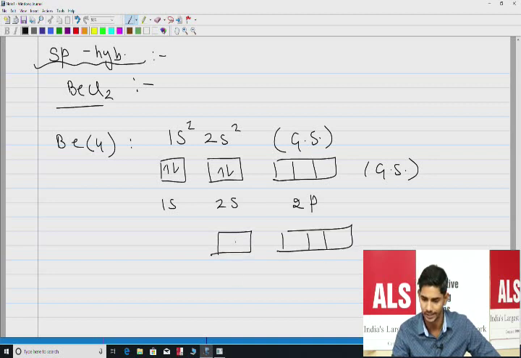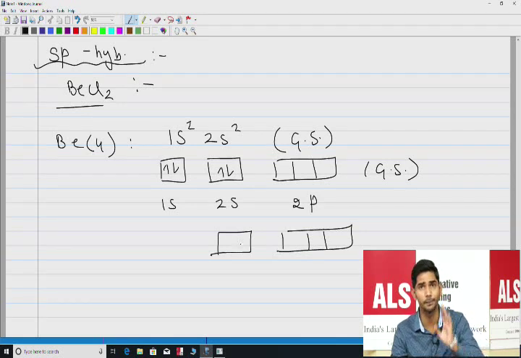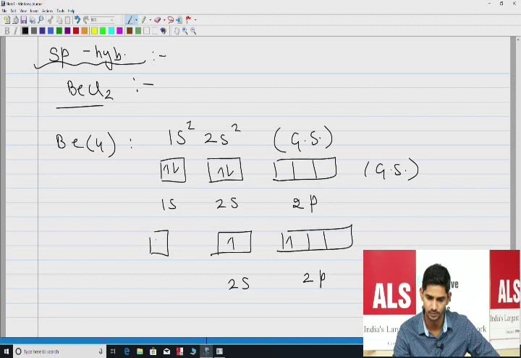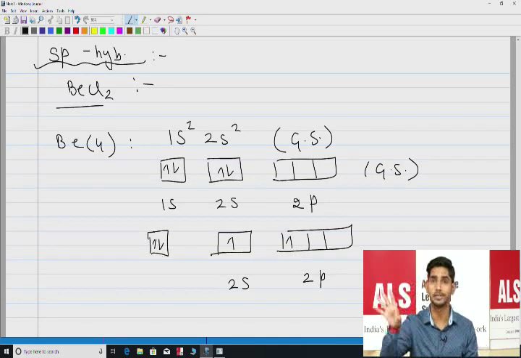As I can see here, 2s has got the 2 electrons, so just unpair the electrons. So 1 electron here and 1 electron here. This is 2s and this is 2p, and this is your 1s. Because 1s was the inner orbital, you can't touch its electron. You will only use the electrons which are present outside.